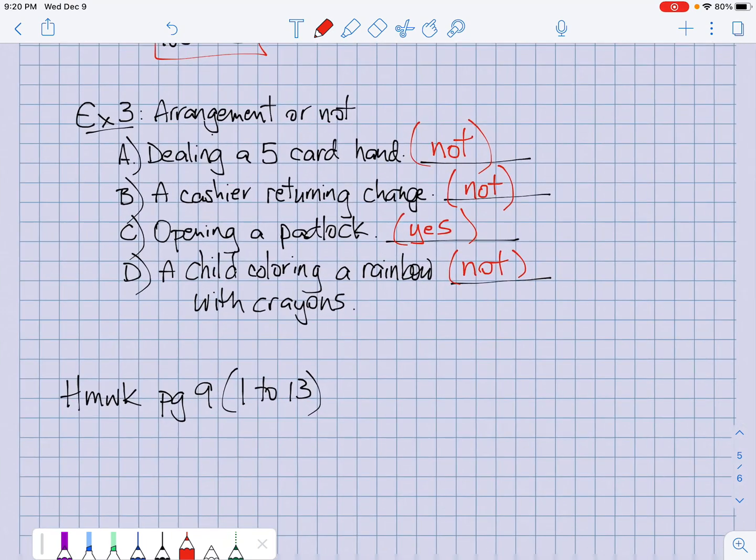Okay? Your homework is on page 9 in your textbook. It's problems 1 to 13. Again, if you struggle with these, come see me, and I can help you solve them. Best of luck.